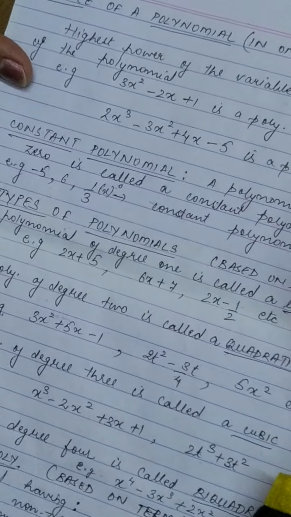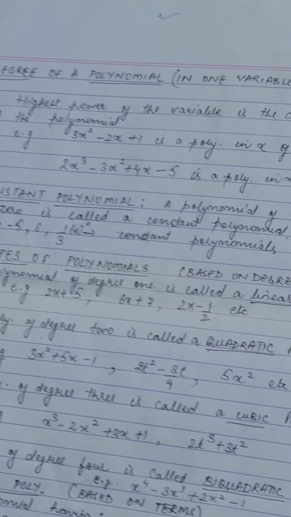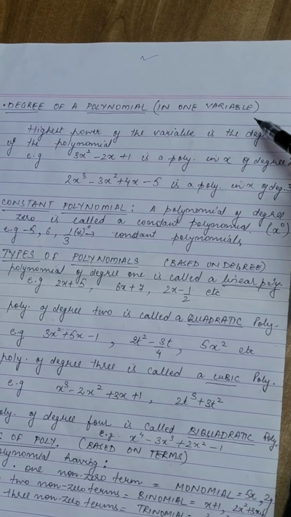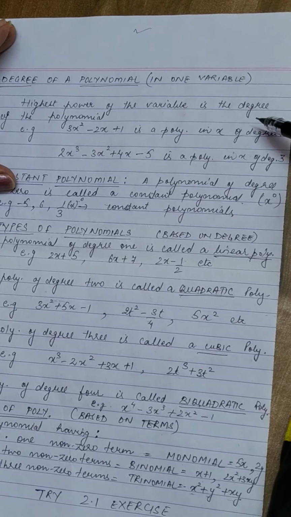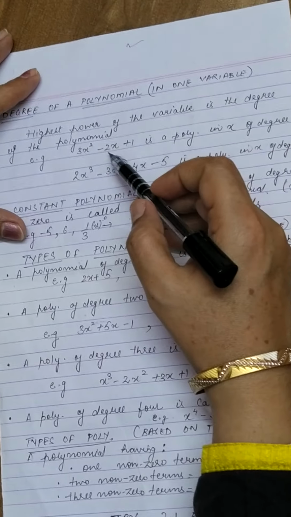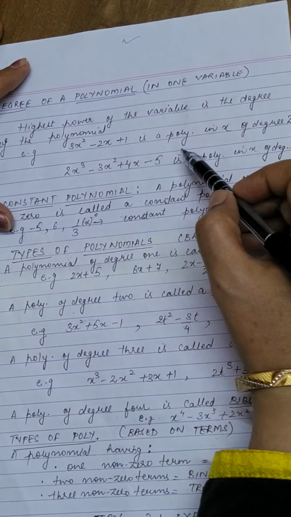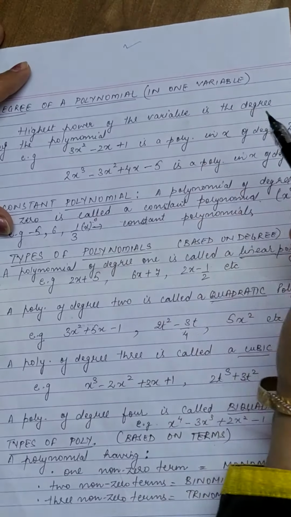Next is the degree of a polynomial in one variable. The highest power of the variable is given the name degree of the polynomial. Once again, the highest power of the variable is the degree of the polynomial. What does it mean? If I am having the polynomial 3x square minus 2x plus 1, it's a polynomial in x and the degree is 2. Why? Because the highest power of x is 2.